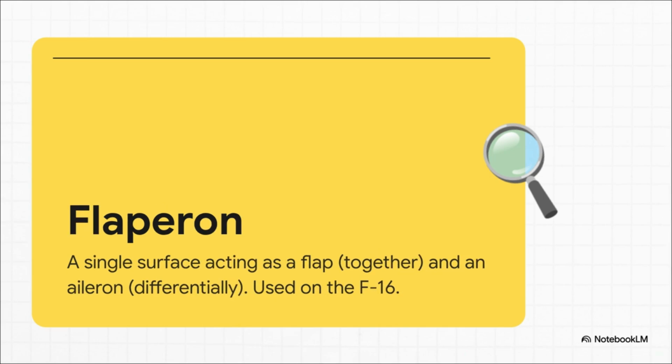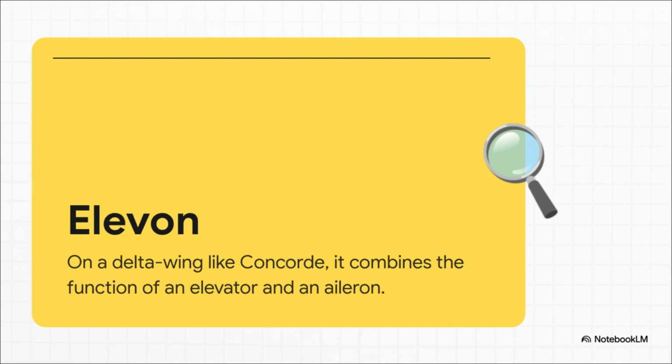And then things get even more clever with these hybrid surfaces. Take the flaperon. It's one control surface that does two jobs. If you move them both down together, they act as flaps, giving you more lift for takeoff and landing. But if you move them in opposite directions, they act as ailerons to roll the plane. Super efficient, right? You see these on jets like the F-16. Now, on a beautiful delta-wing aircraft like the iconic Concorde, you'll find something called elevons. These combine the job of an elevator, pitching the nose up and down, and an aileron for roll, all into one elegant surface on the trailing edge of that massive wing.